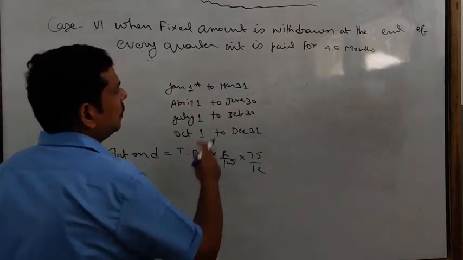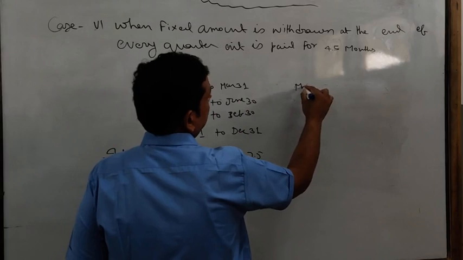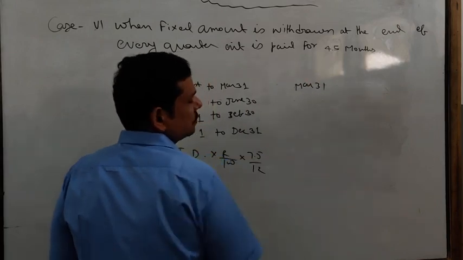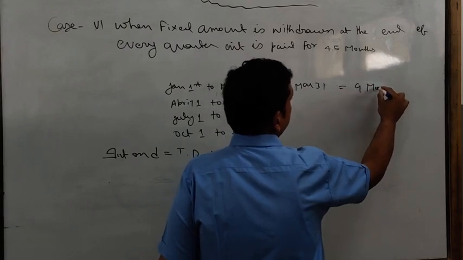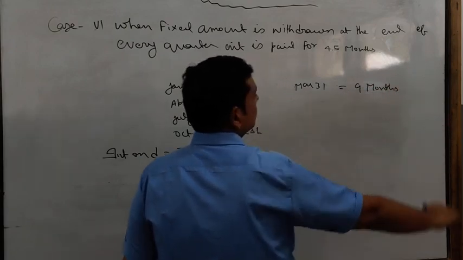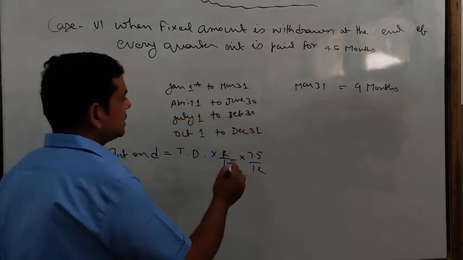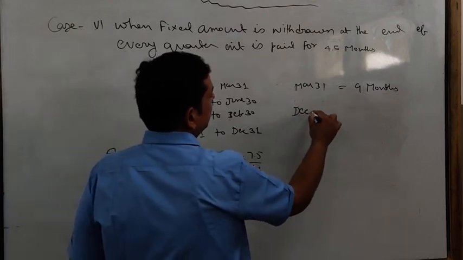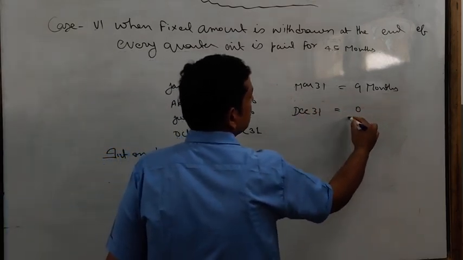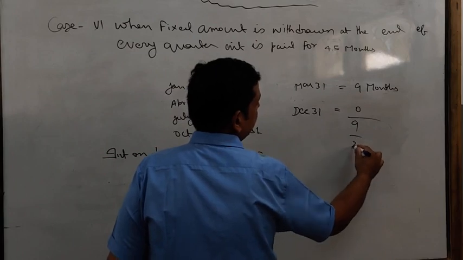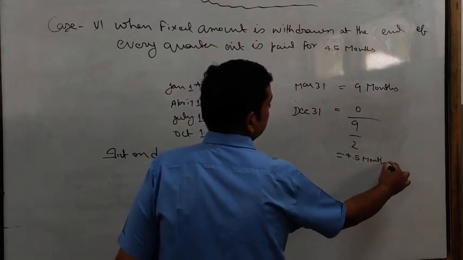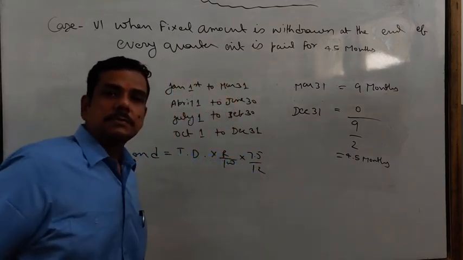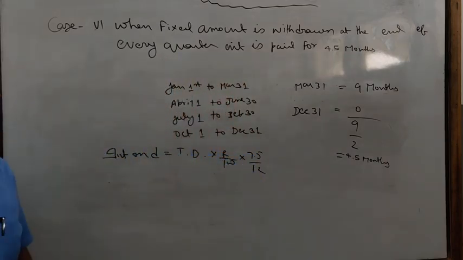Your first drawing will be on March 31st. So time left after first drawing is 9 months. Clear? And your last drawing will be on December 31st. So time left after last drawing is 0. So 9 divided by 2 equal to 4.5 months. Clear? This is 6th case.